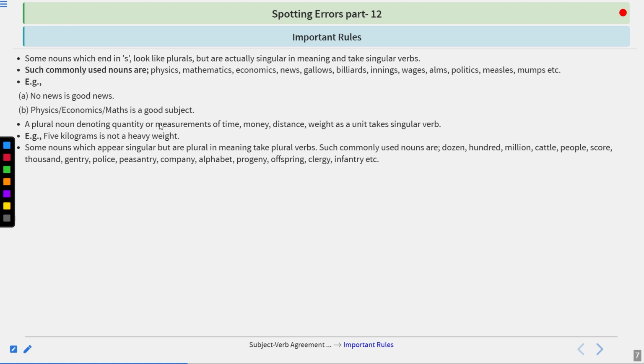Some nouns which appear singular but are plural in meaning take plural verbs. Such commonly used nouns are dozen, hundred, million, cattle, people, score, thousand, gentry, police, peasantry, company, alphabet, progeny, offspring, clergy, infantry, etc. They look singular actually, but they are plural. You have to use plural verb with them. The cattle are grazing in the field. A score was saved by him.